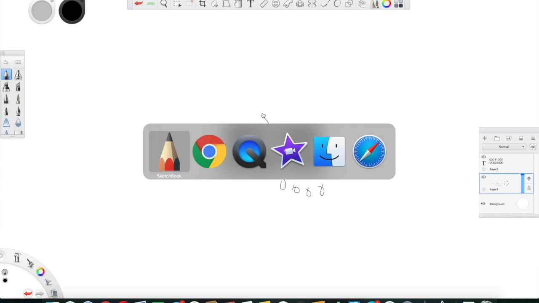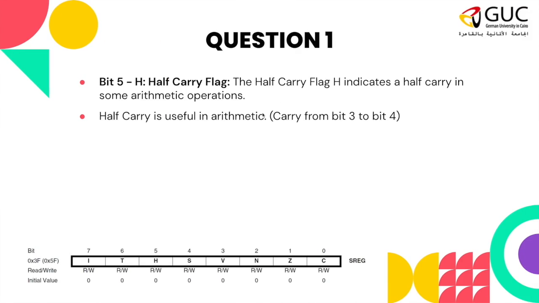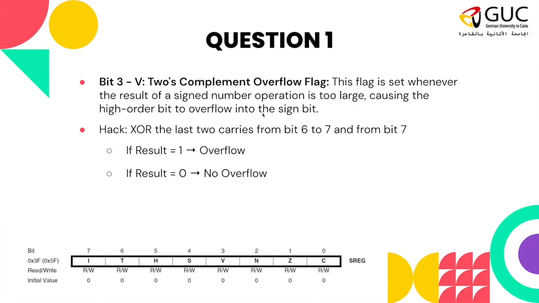So if we move on to our slides, this is the half carry flag. Now we have the 2's complement overflow flag. This flag is set whenever the result of a signed number operation is too large, causing the high order bit to overflow into the signed bit. Take care, we skipped bit number 4, which is the signed bit. We'll be talking about it later on. I need to first explain the overflow and the negative bits, and then I will return to the S or signed bit. So let me explain bit number 3, which is the overflow bit.